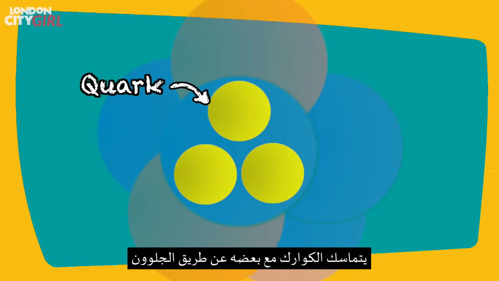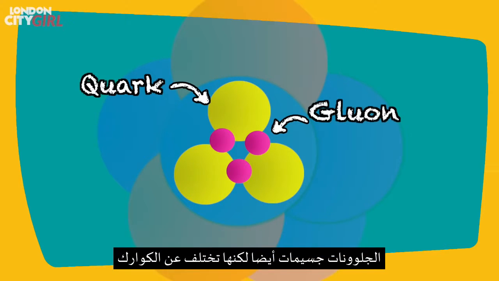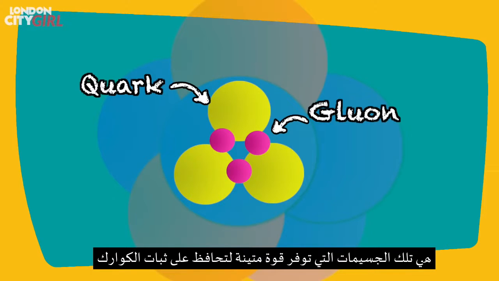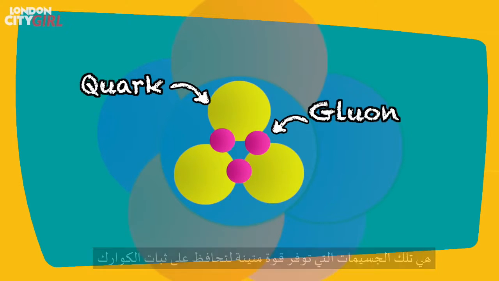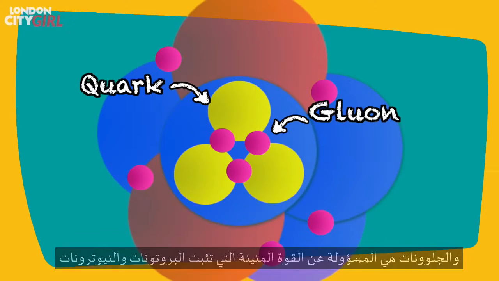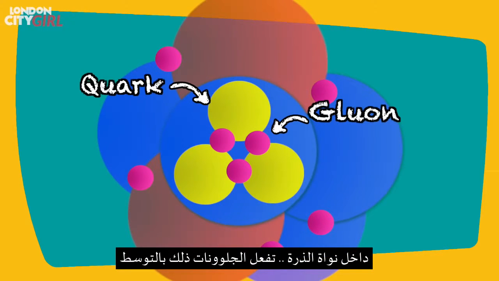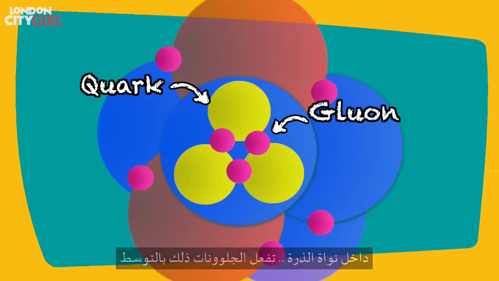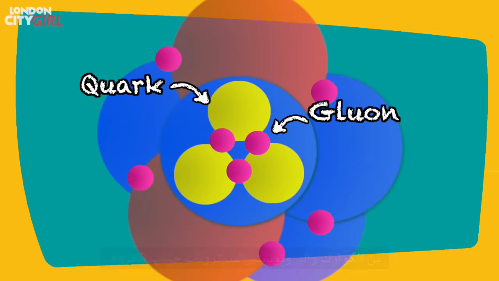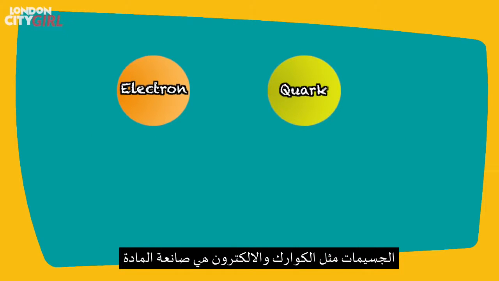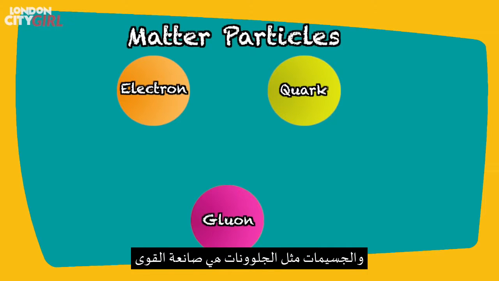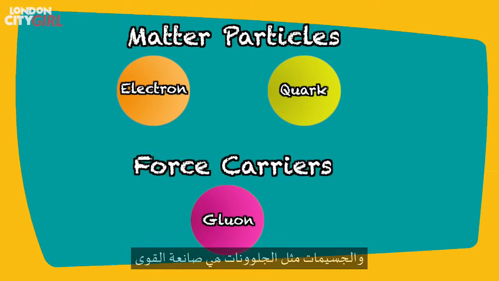Quarks are held together by gluons. Gluons are also particles, but they are different from the quarks. They are the particles that produce the strong force that holds the quarks together. Gluons are also behind the strong force which holds the protons and neutrons together within the nuclei of the atom. Gluons do this by mediating the strong force between the quarks or between the protons and the neutrons, as the case may be. The types of particles like electrons and quarks we can think of as creating matter, and the types of particles like gluons we can think of as creating the forces.